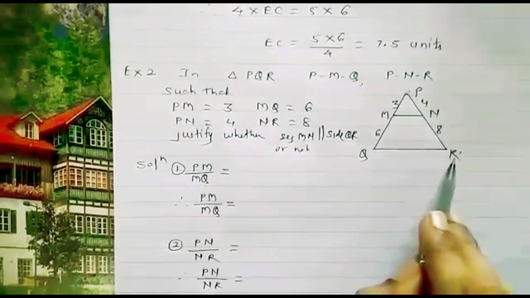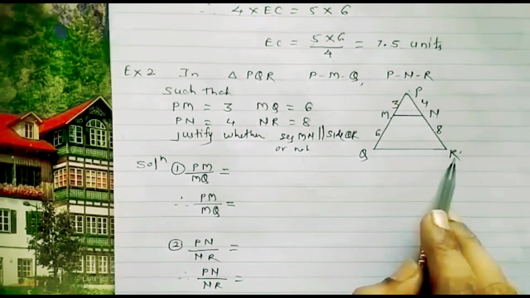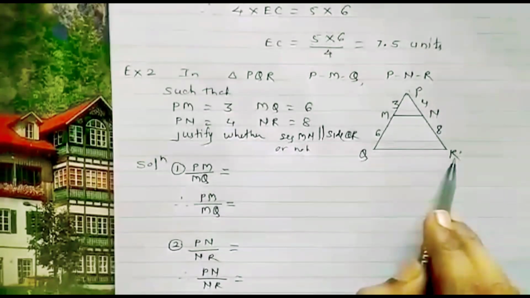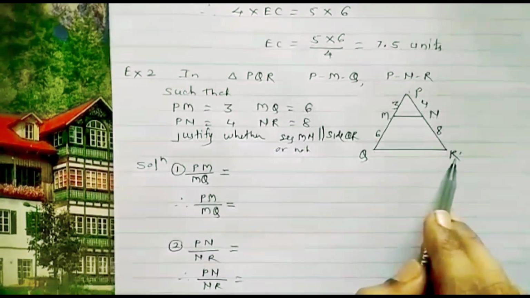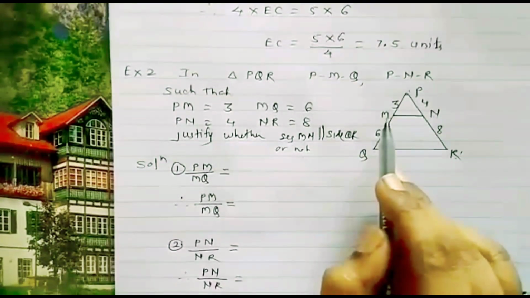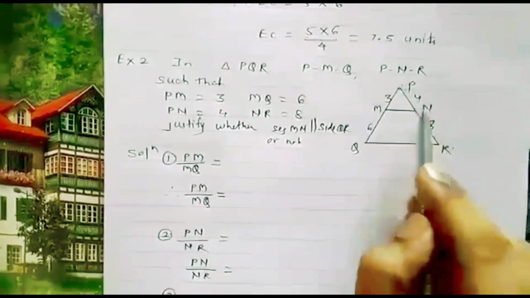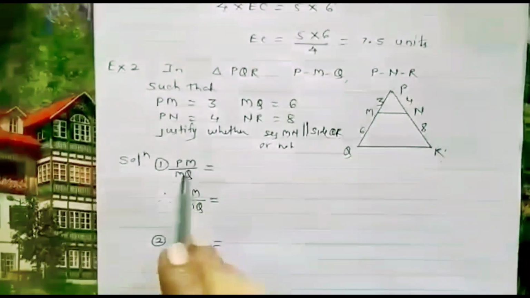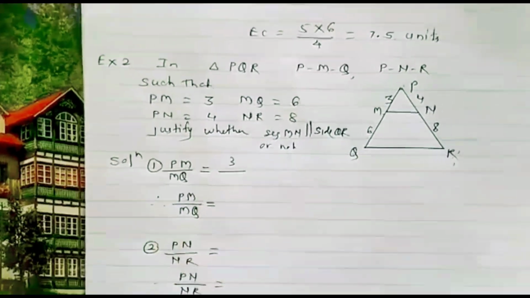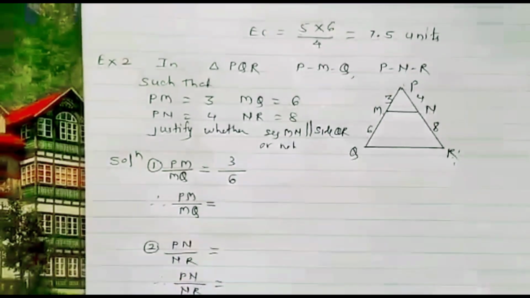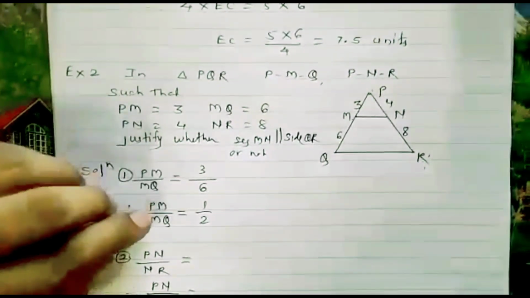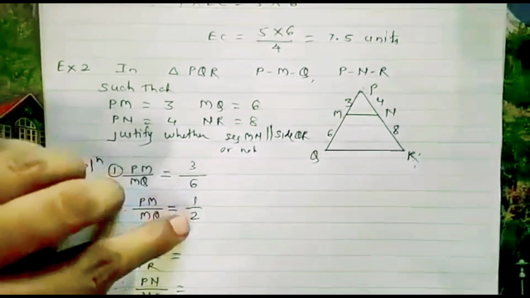Whenever you are asked to prove a line is parallel to one side of a triangle, definitely use the converse of the basic proportionality theorem. For that, I have to justify whether the ratio PM to MQ is equal to PN to NR. I will find the ratio PM upon MQ. PM is 3. MQ is 6. 3 ones are, 3 twos are. So the actual value of PM upon MQ is 1 upon 2.